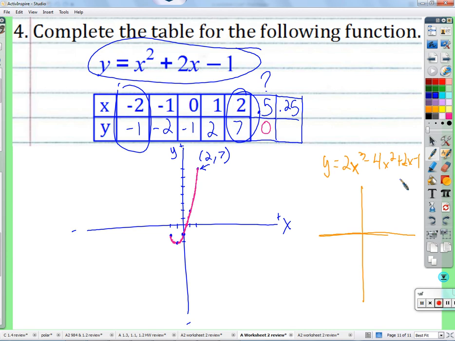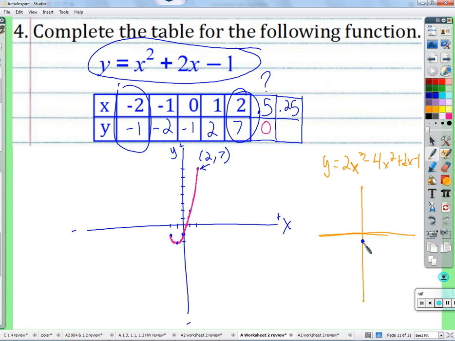And then when I put something in and I get something out, whatever I put in, I'll track on the x-axis. Whatever came out, I will move up and down in the vertical direction, and I'll put a point there. Right? Let's start easy. What's the easiest thing you think to plug in for x? Zero, right? Because everything goes away except for the things that don't have x multiplied by them. 0, 0, 0, -1. So 0 for x, -1 for y.